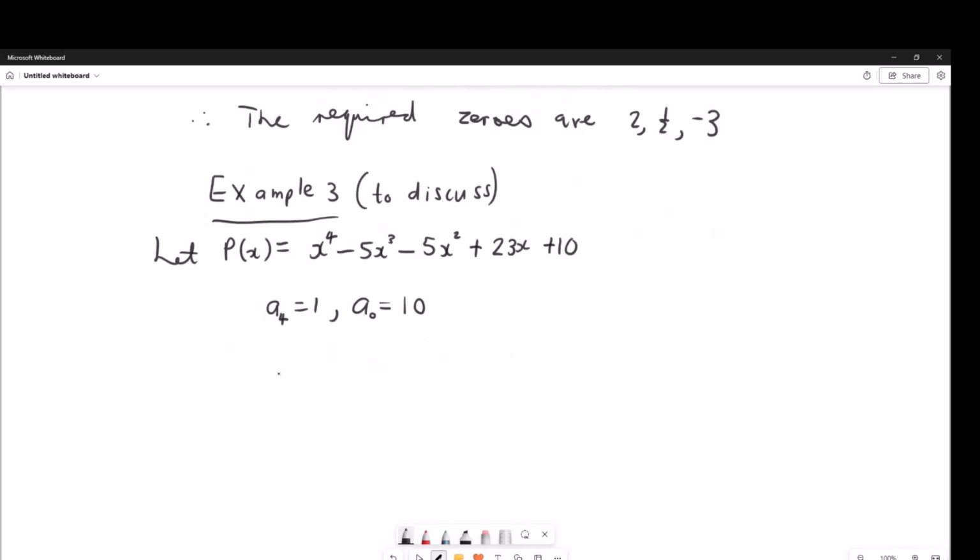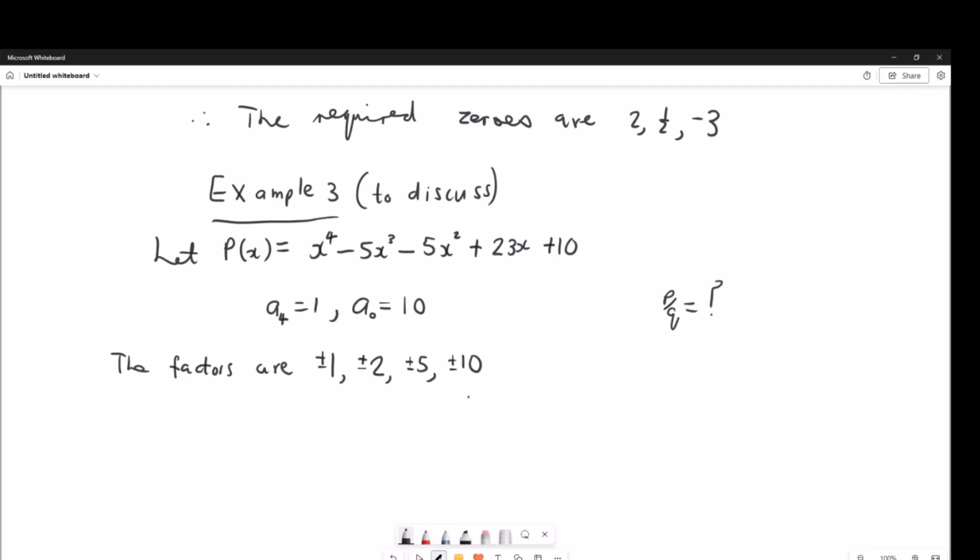Remember, you want to form p over q. So the combined factors are: for 1, it's plus or minus 1, which is also the same for 10. 10 has factors plus or minus 2 in addition to plus or minus 1, and it has factors plus or minus 5 in addition to plus or minus 10. So 10 has 8 factors and 1 has 2 factors, okay?